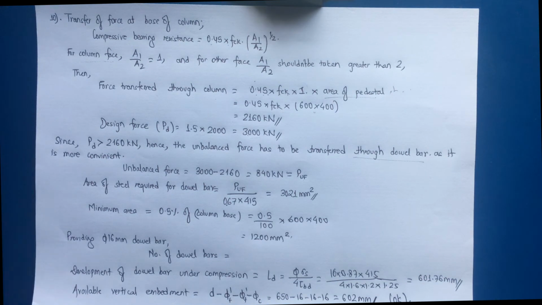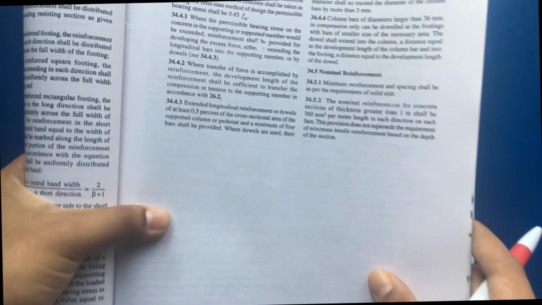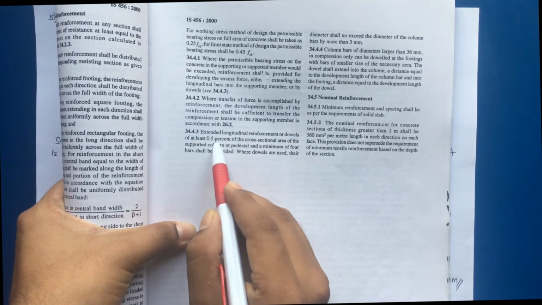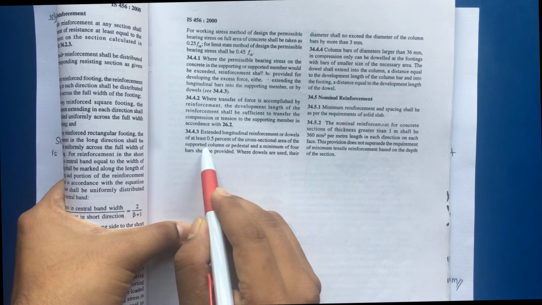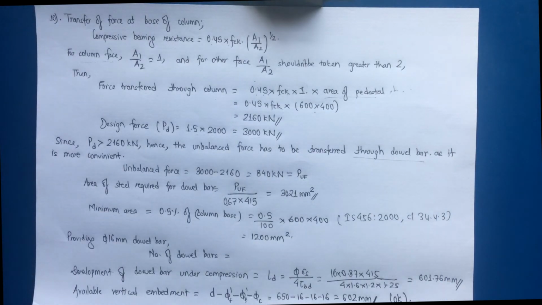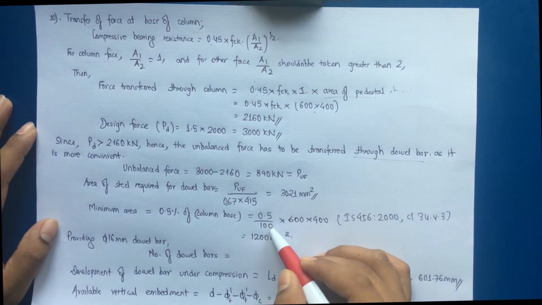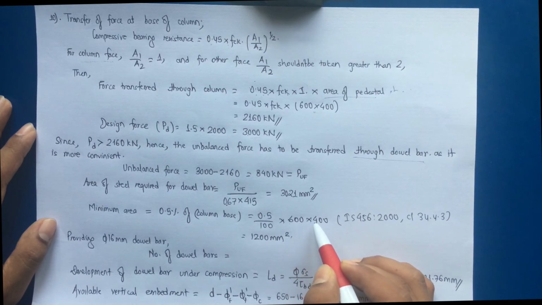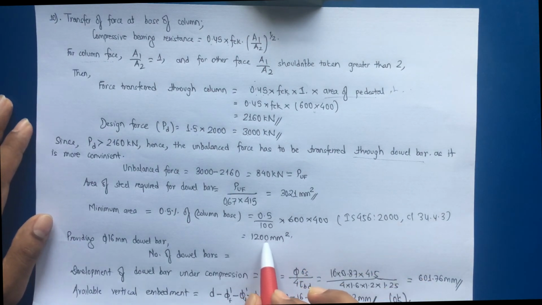The minimum area for the dowel bar, as you can find from IS 456, is extended longitudinal reinforcement or dowels of at least 0.5% of the cross-sectional area of the supported column or pedestal. So 0.5 divided by 100 into the area of the column base, that is 600 into 400. So this comes as 1200 mm square.